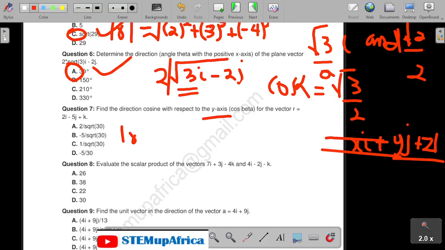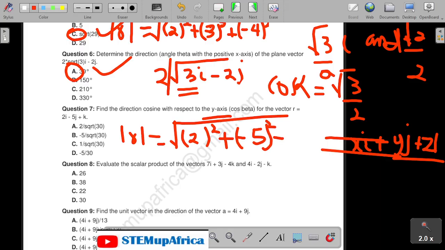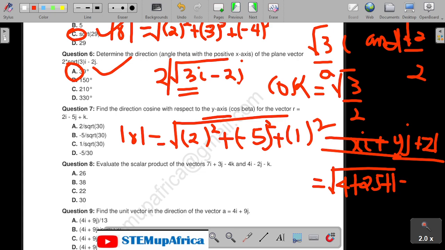So the absolute value of r will be square root of 2 squared. Like I said, always put it in brackets, minus 5 squared plus 1 squared. So if I simplify, 2 squared will give me 4. 5 squared is 25 plus 1, that is square root of 30. So the y here is minus 5. So I'm having minus 5 over the square root of 30, which is option B.